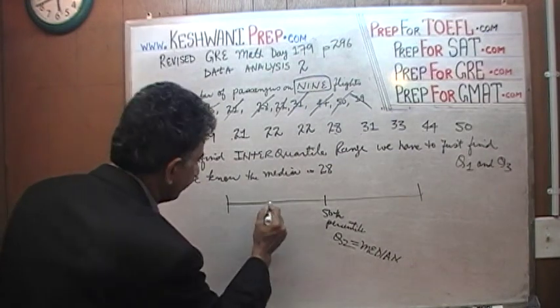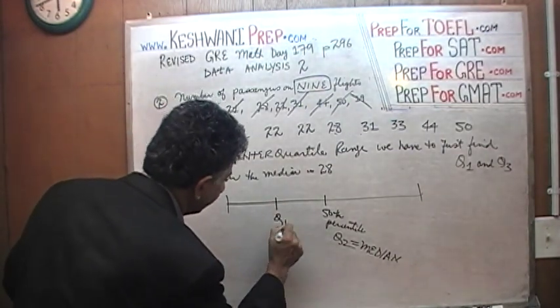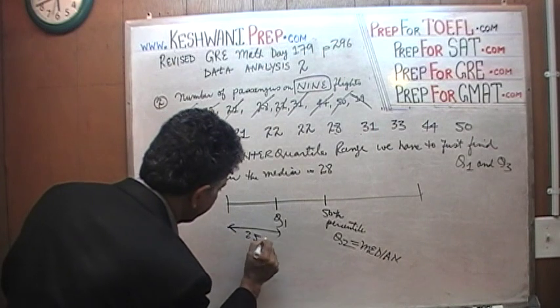The first quartile is where you have 25% of the observations.